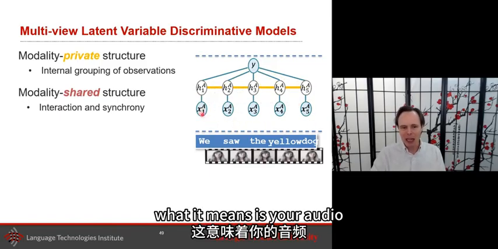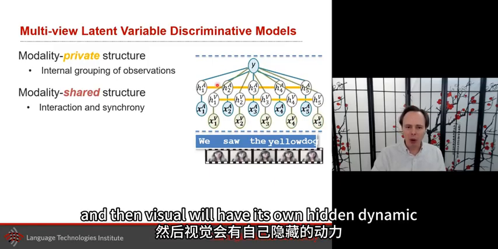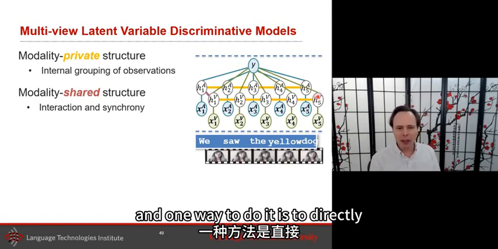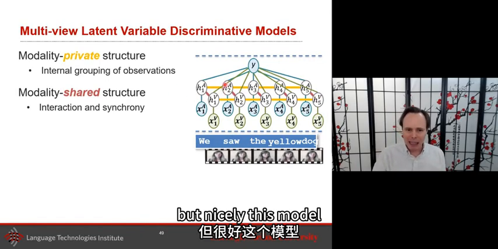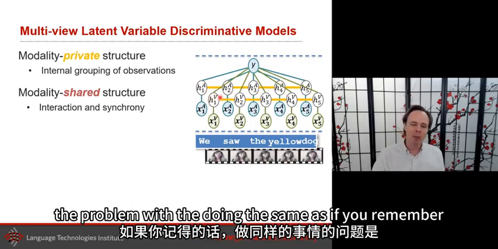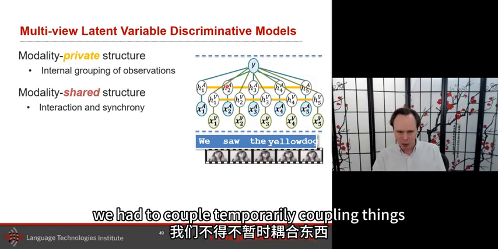What it means is your audio is going to have its own hidden dynamic, and then visual will have its own hidden dynamic. And then you need to pair the two of them. One way to do it is directly, or you could also do a coupling. But what's really nice about this model is that, remember with the HMM, we had to couple.